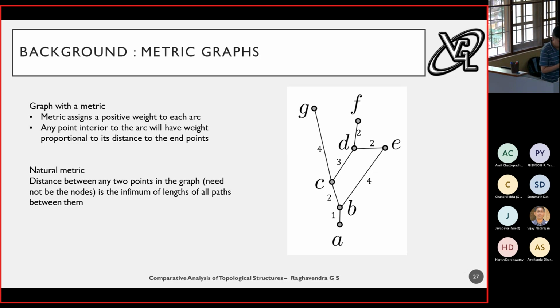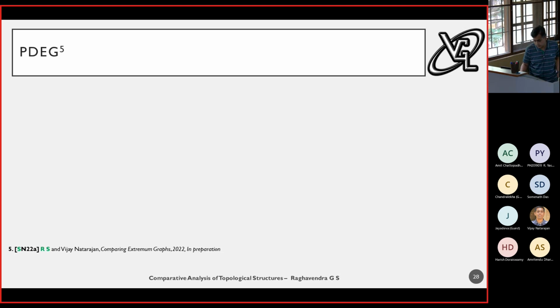We can define what is known as a natural metric on this kind of metric graph, where if we want to compute the distance between any two points on the graph, we take the infimum of the lengths of all paths between them. For example, if we want to compute the distance between node A and node F, we can go from A, B, C, D, F, or we can go from A, B, E, D, F, and we pick the minimum of these to be the distance between those two nodes.